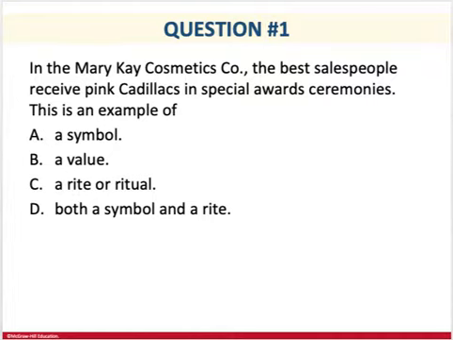So let's take a look at this question. In the Mary Kay Cosmetics Company, the best salespeople receive pink Cadillacs in special award ceremonies. This is an example of, if you said D, both symbol and a rite or ritual, you are right. A symbol is an object, in this case the pink Cadillac, and rites and rituals are the activities and ceremonies that could be planned or unplanned that celebrate important occasions and accomplishments in the organization's life.